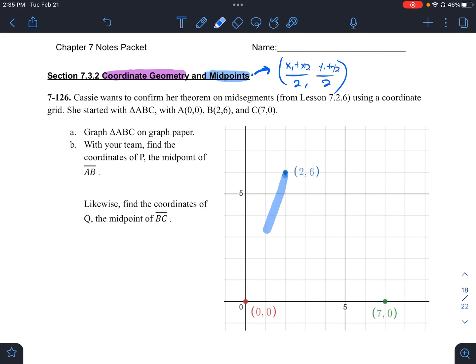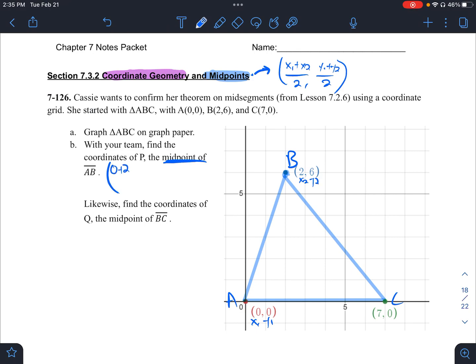So here we're drawing our triangle. Should be pretty easy. We all should have been able to do letter A there. Let's make sure we're labeling here. A is at 0, 0. B is at 2, 6. C is at 7, 0. So we are wanting to find the midpoint of AB. So let's label it x1, y1, x2, y2, finding our x coordinate.